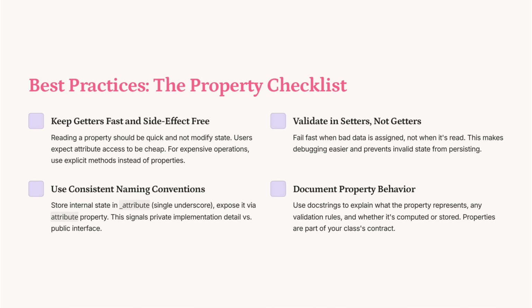Ensure property getters are fast and side effect free. Use methods for costly operations. Validate data in setters to catch errors early. Maintain consistent naming with underscores for private attributes. Document property behavior with clear docstrings, detailing representation, validation, and computation. This enhances code clarity and reliability.